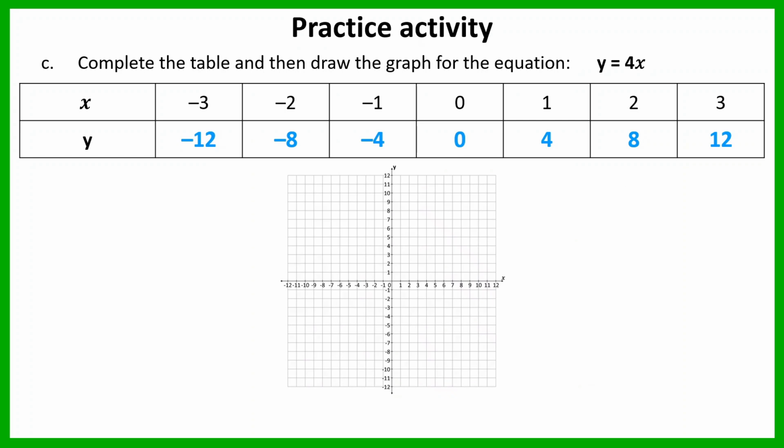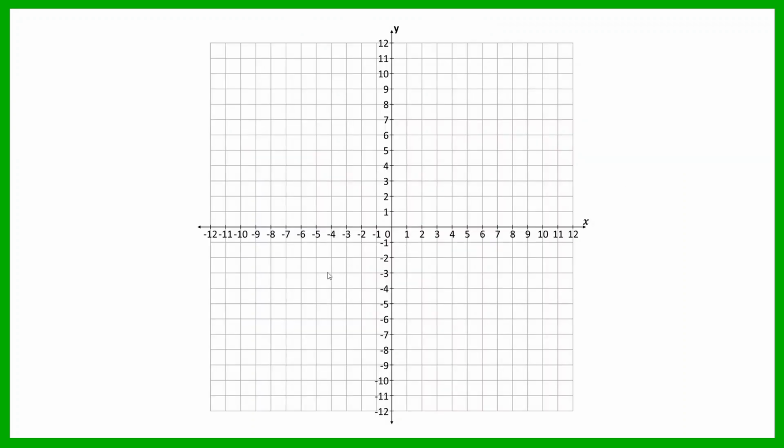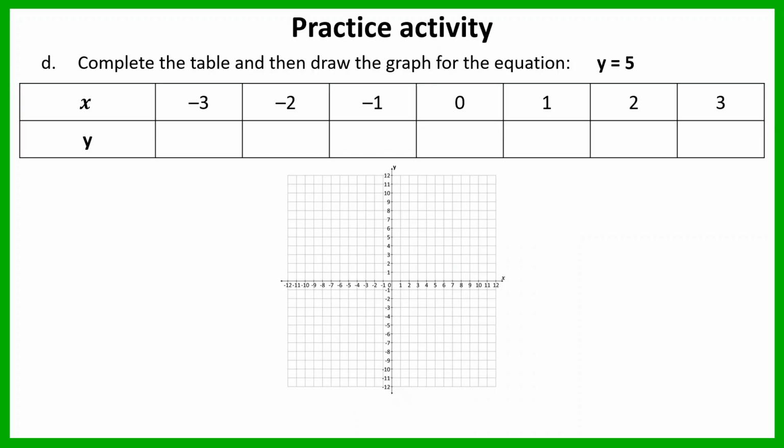Right, so then when you plot this on the Cartesian plane, it should look like this. Your first point is negative 3, negative 12. Then we have negative 2, negative 8, negative 1, negative 4, 0, 0, which is the origin, 1, 4, 2, 8, and 3, 12. Then when we join it up, it should look like that. And you need to label your graph with the equation y equals 4x. Okay, let's go on to the next question. In this one, you've got the equation y equals 5. I'm going to give you 2 minutes for this one as well.